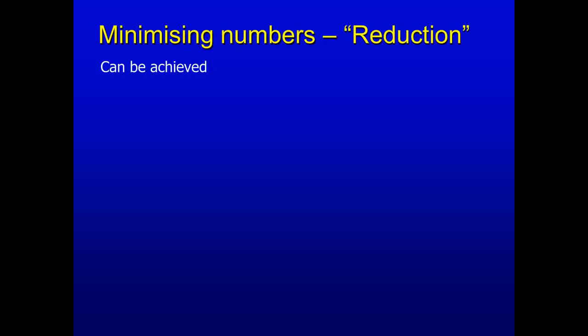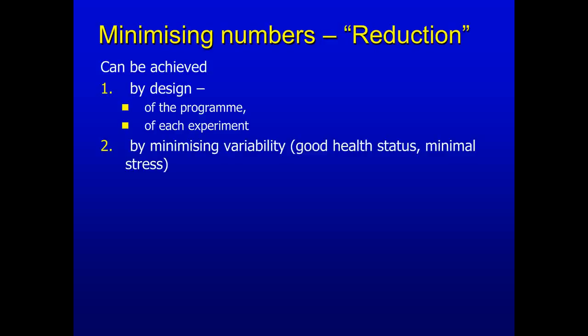But most of the experimental design thought pattern is about reduction or cutting down on animal use. And that can be achieved both by the design of an individual experiment, but also by the design of a program of experiments, a series of experiments to a common aim. You can reduce by minimizing variability, and that's where consideration of good health status comes in, minimizing distress.